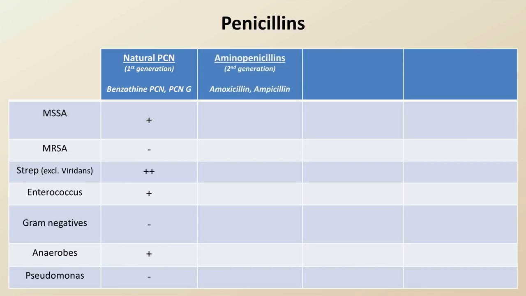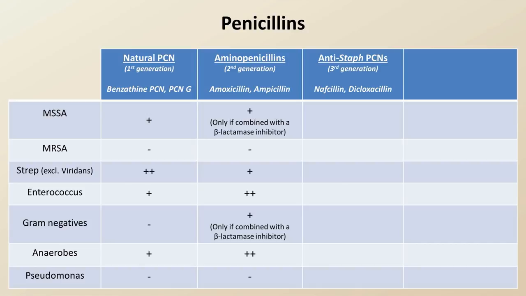Next up are the aminopenicillins, on rare occasion known as second-generation penicillins. Their primary coverage is enterococcus and anaerobes, but they also cover non-viridans strep, and if combined with a beta-lactamase inhibitor, provide some coverage for MSSA and gram-negative organisms. The anti-staph penicillins, despite being, quote, third generation, which sounds impressive, essentially only cover one organism very well, MSSA, though they also cover a little non-viridans strep.